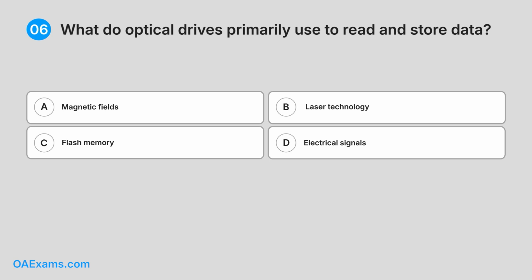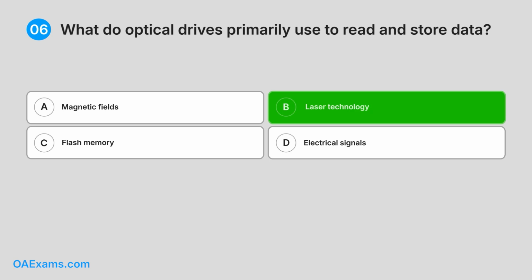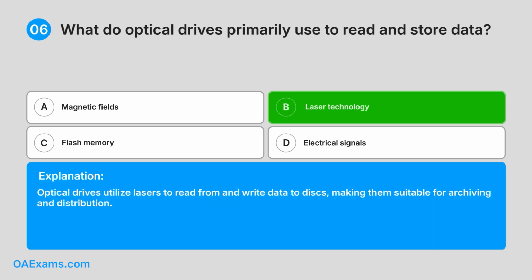Correct answer. B. Laser technology. Explanation. Optical drives utilize lasers to read from and write data to disks, making them suitable for archiving and distribution.